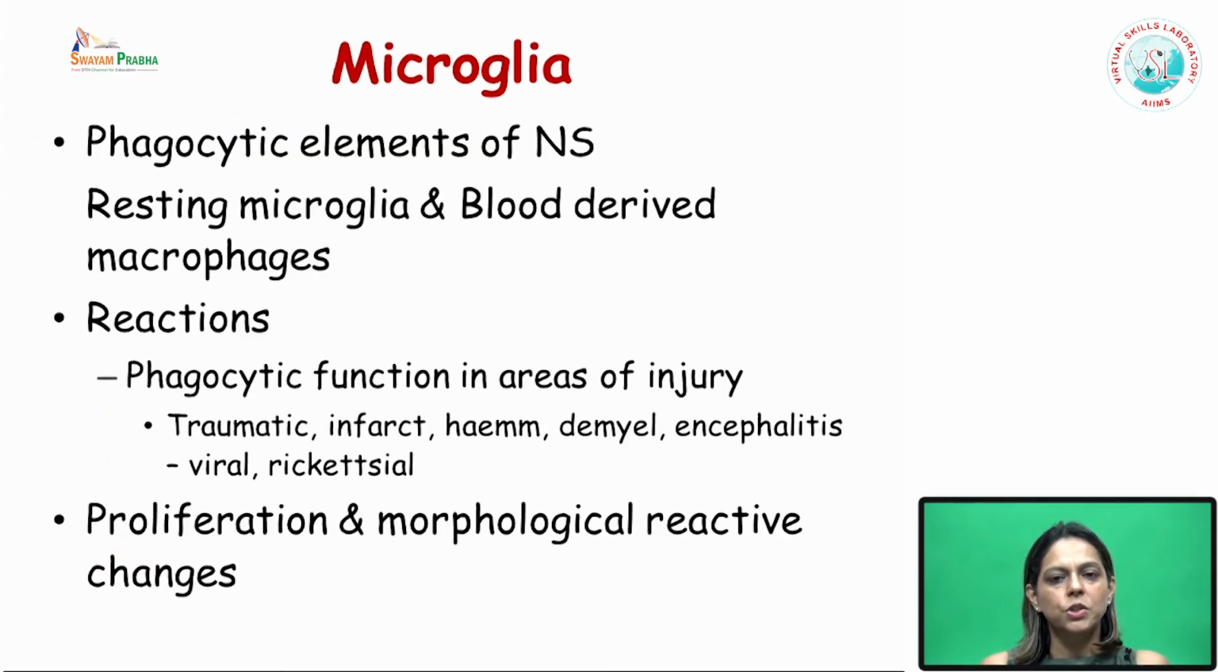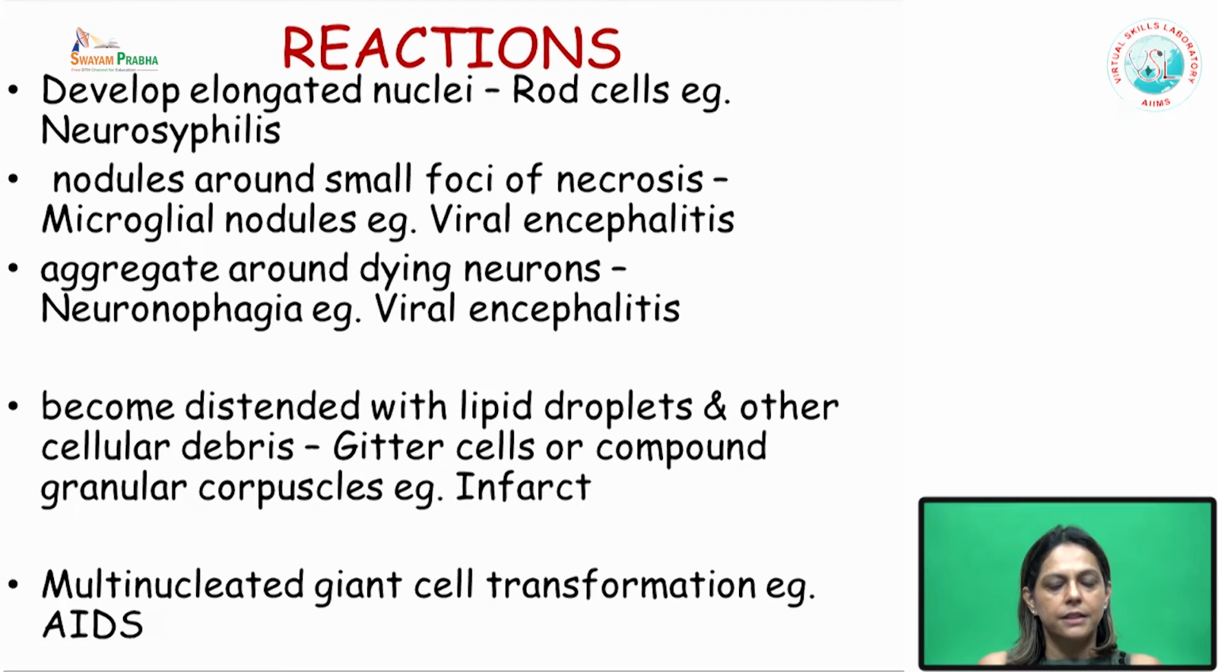Now coming on to the supporting cells or microglia. Microglia are nothing but modified macrophages, and so they are the phagocytic elements in the nervous system. In response to injury, microglia can undergo various changes. When microglia proliferate, they can show you different changes, like look at this slide.